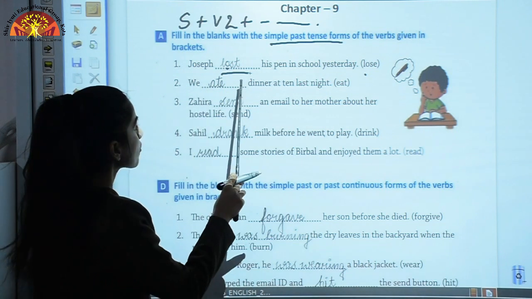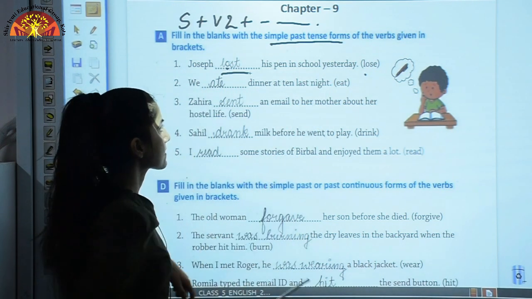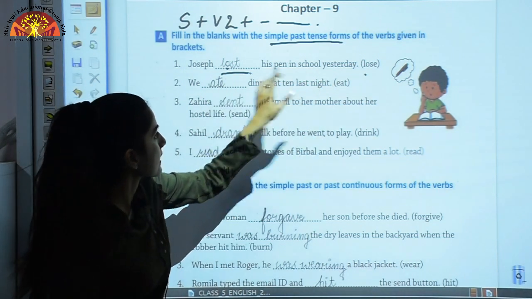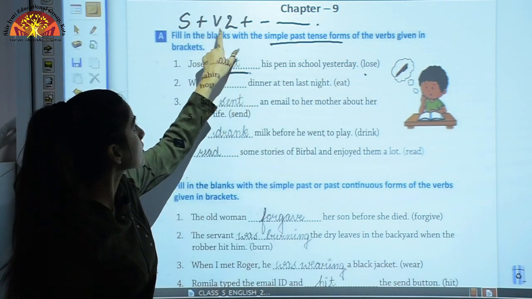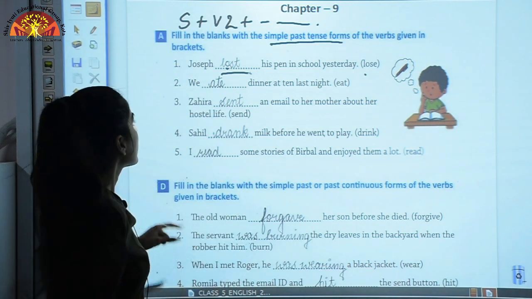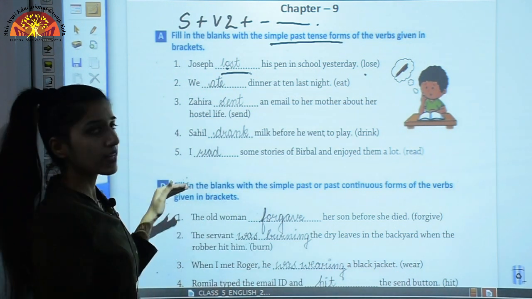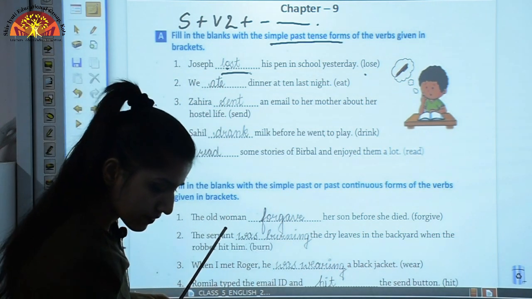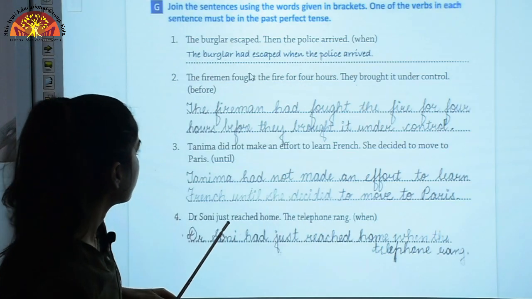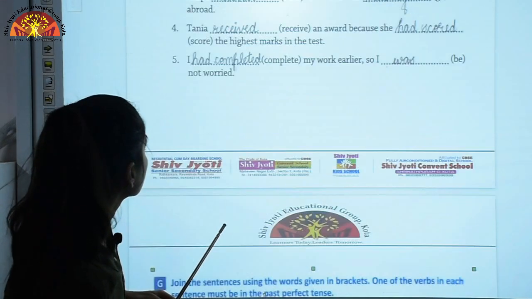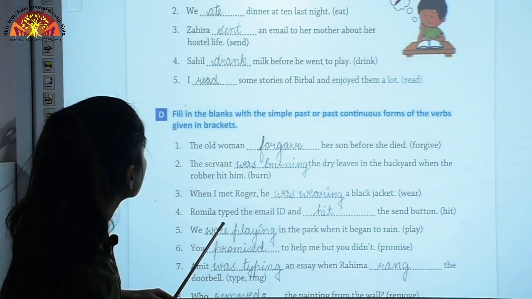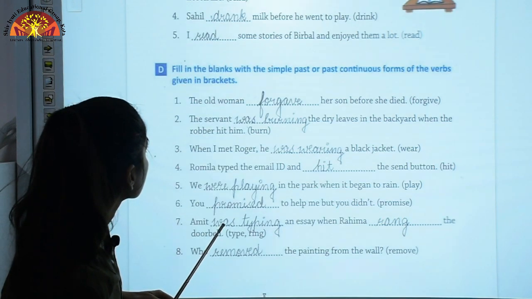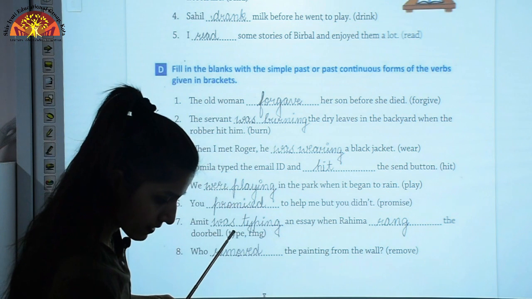This is the answer. So Joseph lost his pen in school yesterday. So lost is the answer, because it is the second form of the verb and it is followed by the structure also. Now the rest of the exercise would be done like this only. Moving to the next exercise, that is your D exercise.